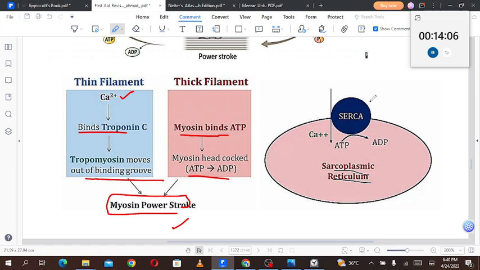Here you can see that we have the sarcoplasmic reticulum calcium ATPases. That sarcoplasmic reticulum calcium ATPase, after the power stroke is over and after the muscle contraction is no more there, causes the active uptake of the calcium inside the sarcoplasmic reticulum, so that ATP is broken down into ADP.